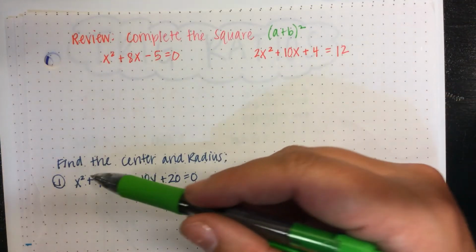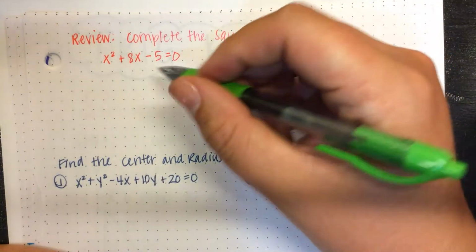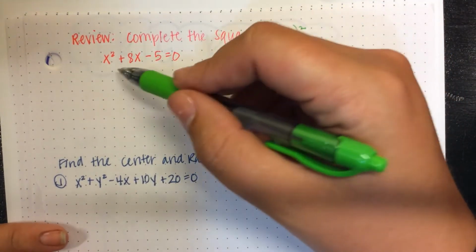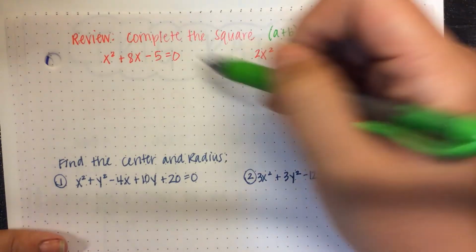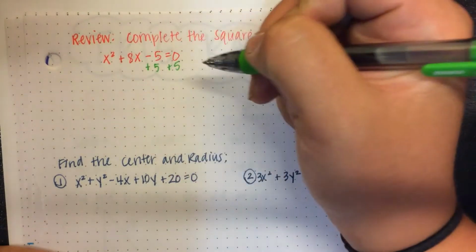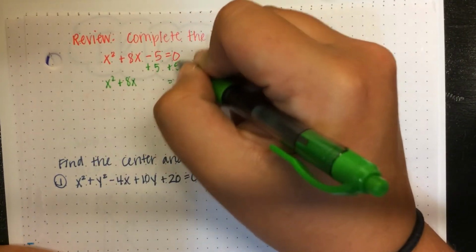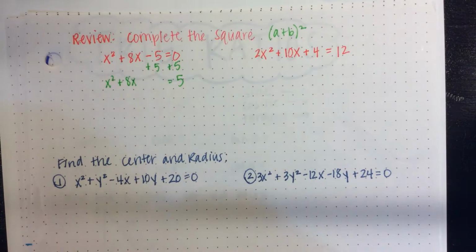Because they're right down here. They're all multiplied out. So reviewing completing the square. To begin with, we're going to get the x's on one side, the variables on one side, and everything else on the other. So I'm going to move that 5 over to the other side. So I have x squared plus 8x over here, and then 0 plus 5 is 5.